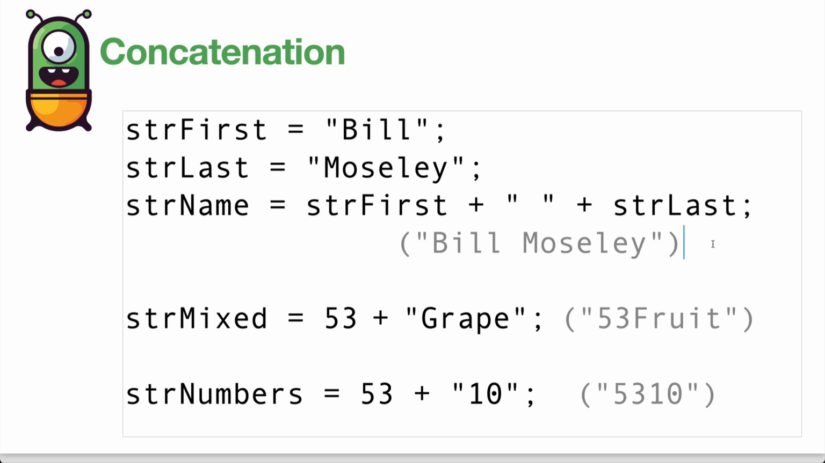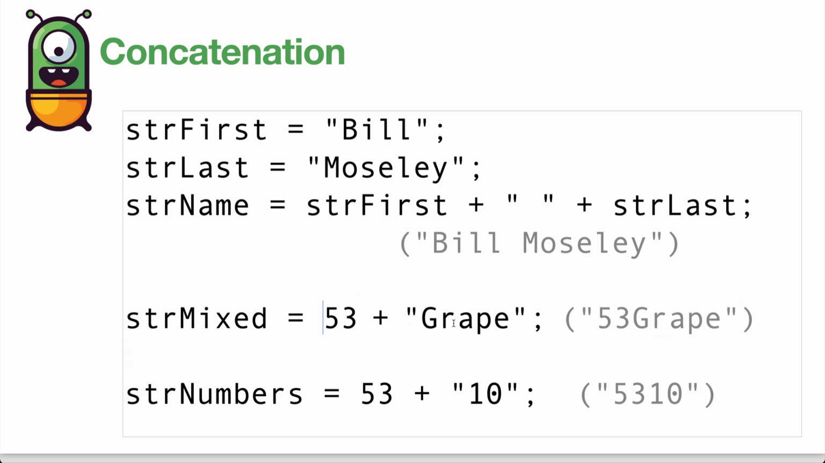But even more interesting than that is what happens when we take a string like grape and an integer like 53. Well, you can't do math with 53 and the word grape, or that sequence of letters, right? Now, obviously, it's not going to say fruit. It's going to say grape. So when we take 53 plus grape, it comes out to the string 53grape.